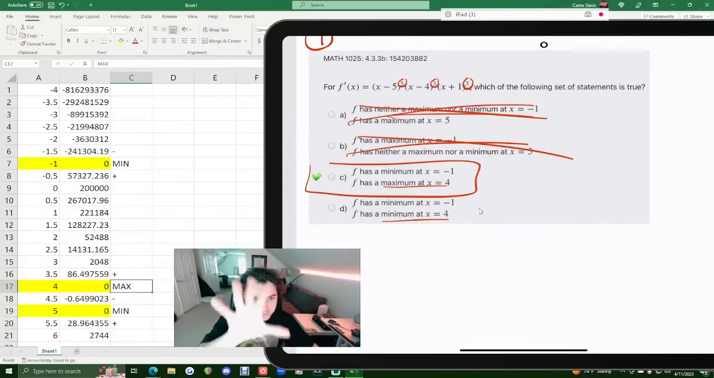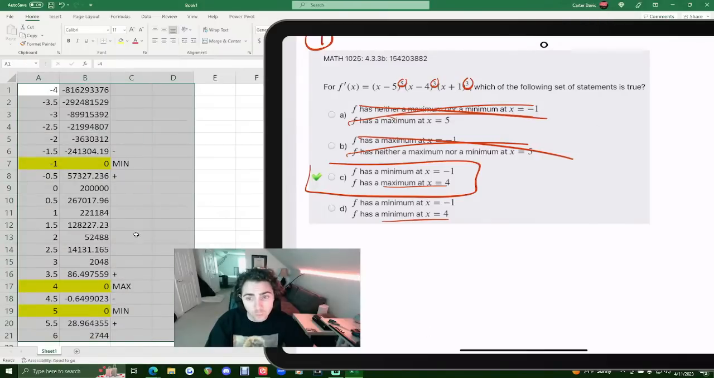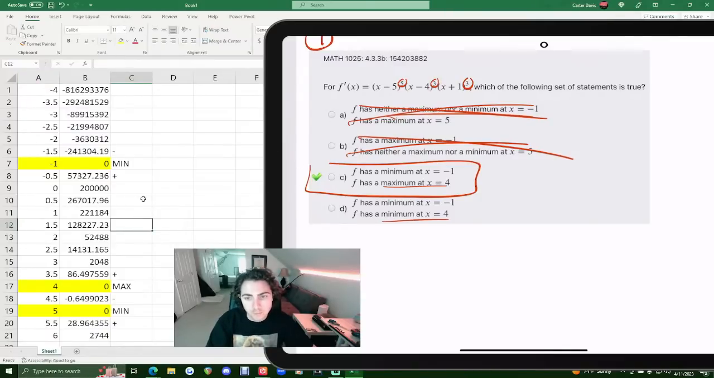To address this specific example here, we only really had to check what was going on right at 4. But I did want to do all these values just to show you that you could just do it like this if you wanted to. From start to finish, just input the x values, input that, and that could also tell you if you don't have a max or min or do have a max or min.